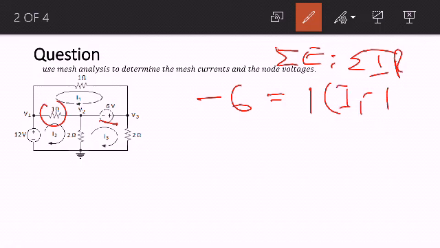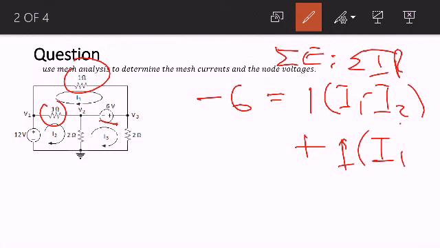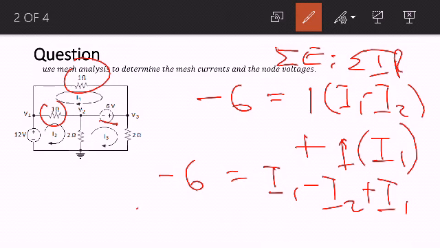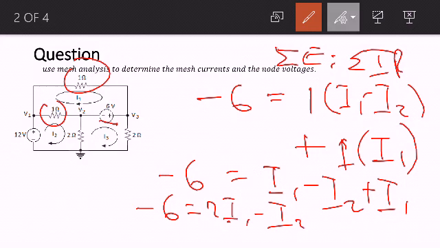Remember, it is I1 minus I2 because I'm interested in loop 1. Then plus the other resistor here, which has just I1 attached to it, so we get 1 times I1. When we open the bracket, we get minus 6 equal to I1 minus I2 plus I1. That means minus 6 is equal to 2I1 minus I2. You can write that somewhere: minus 6 equal to 2I1 minus I2.